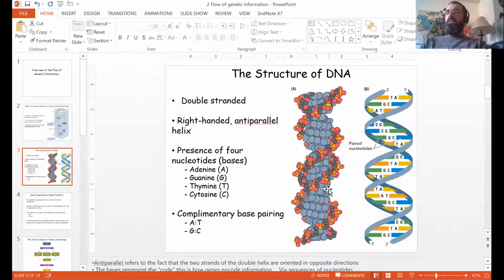Nothing much new here that you don't already know. I've already talked about base pairing. You already know, hopefully, that DNA is anti-parallel.